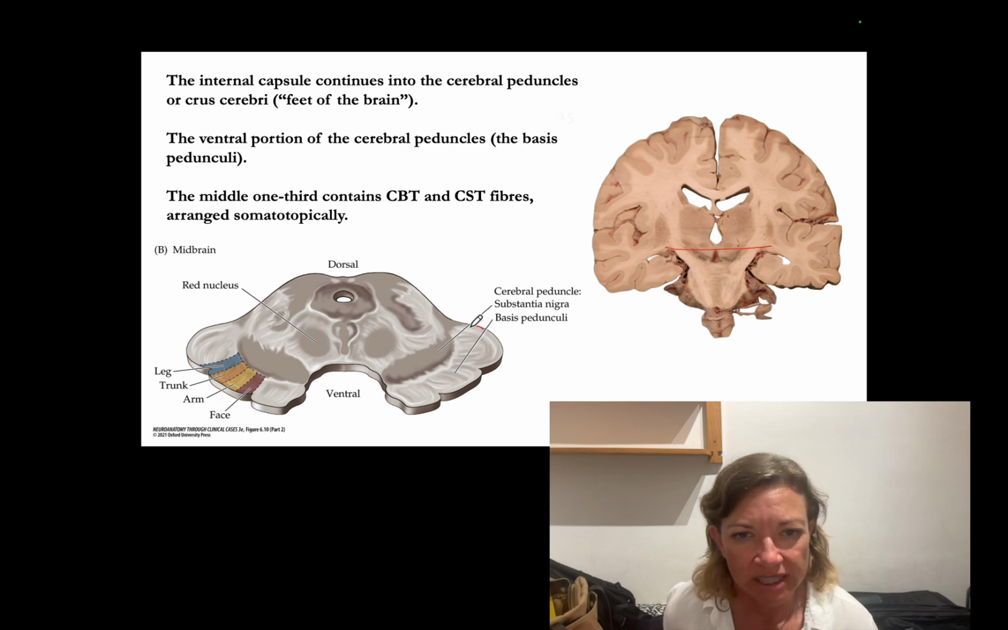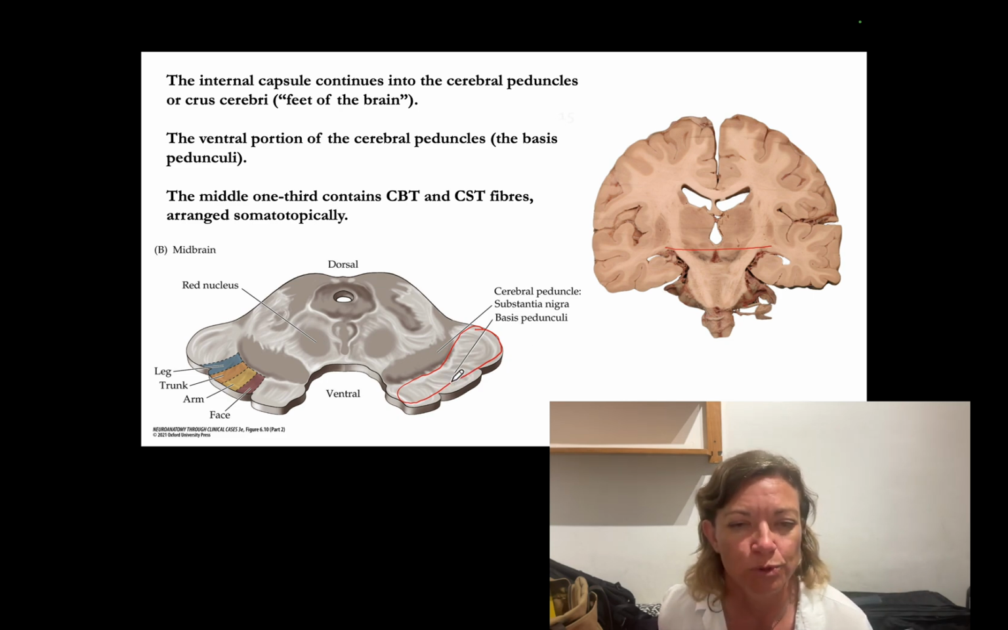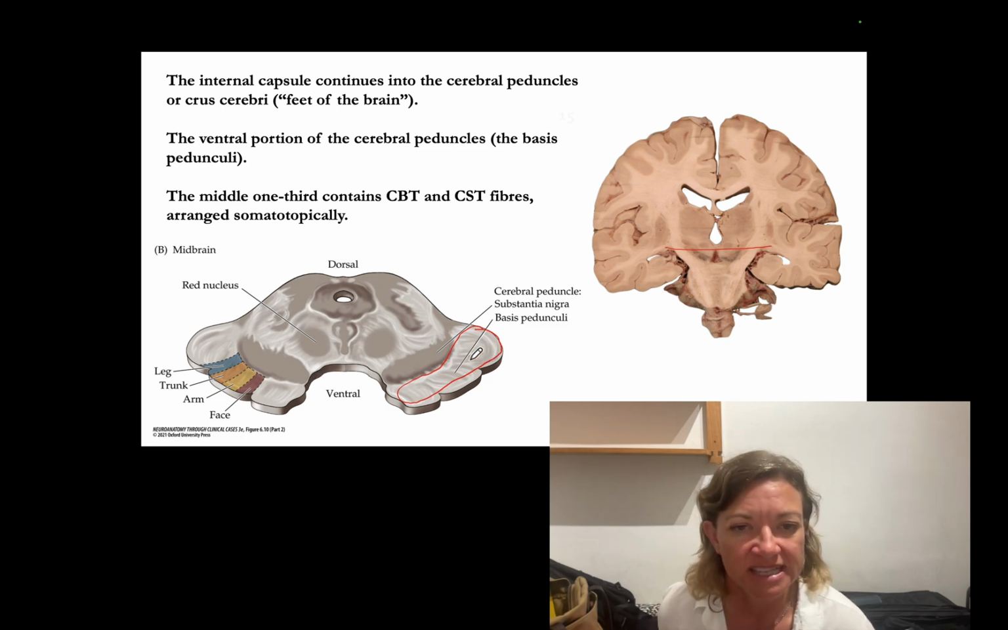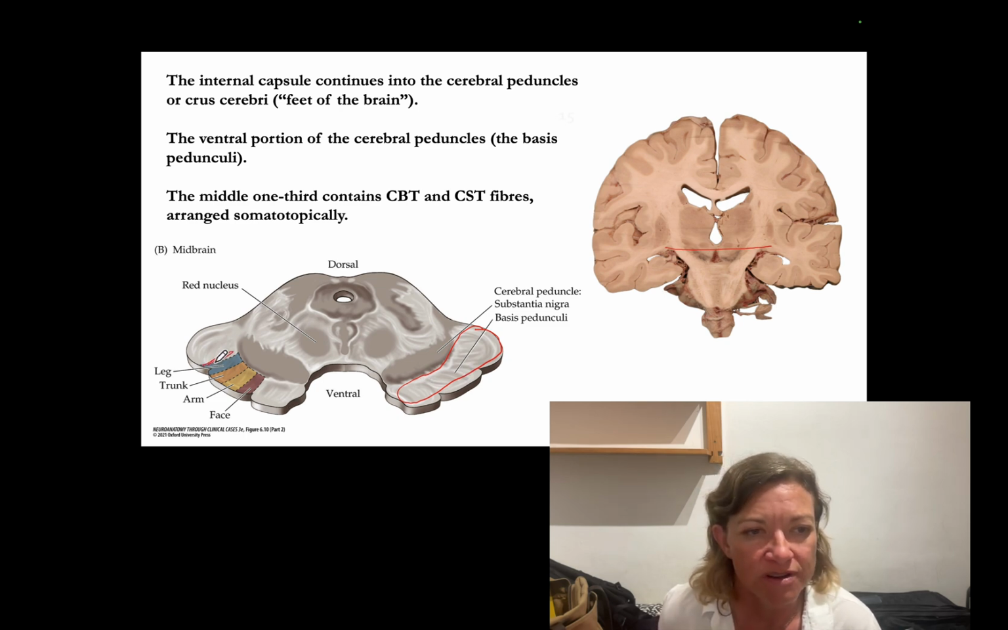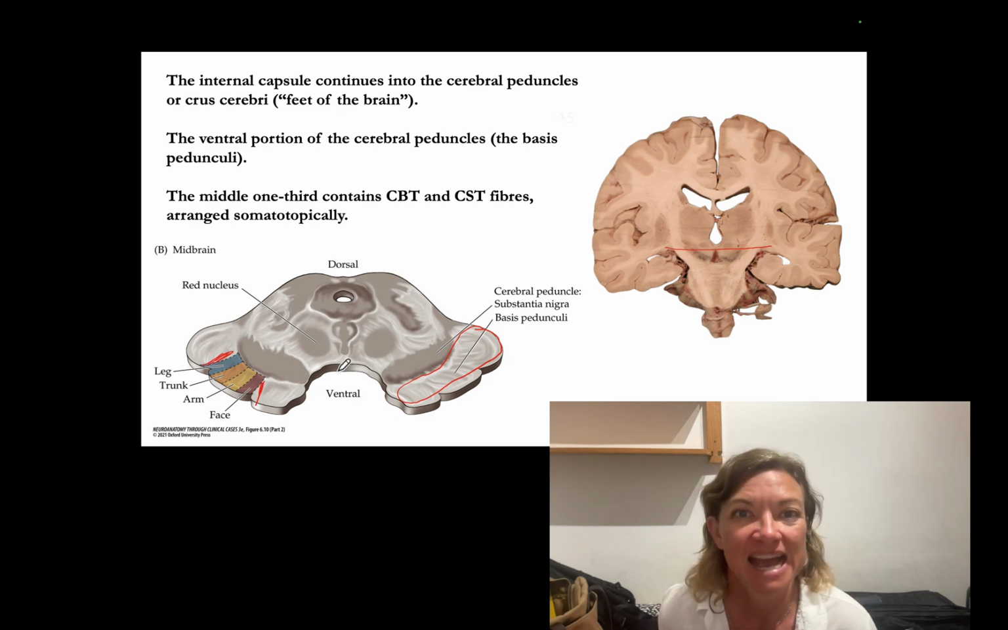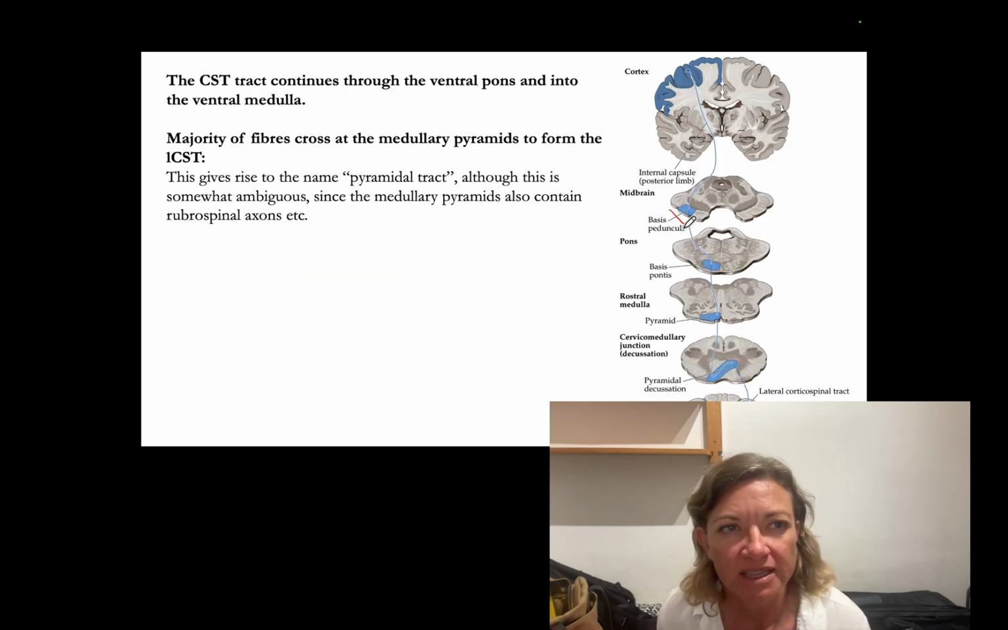And most ventrally are those crus cerebri. And of course, we know they're located ventrally because we can see them in an anterior view of the brain. And so in the ventralmost portion of the midbrain, we have the cerebral peduncles. That ventral portion is called the basis pedunculi. And about the middle third of those contain the corticobulbar tract and corticospinal tract fibers, again arranged somewhat somatotopically, medial to lateral.